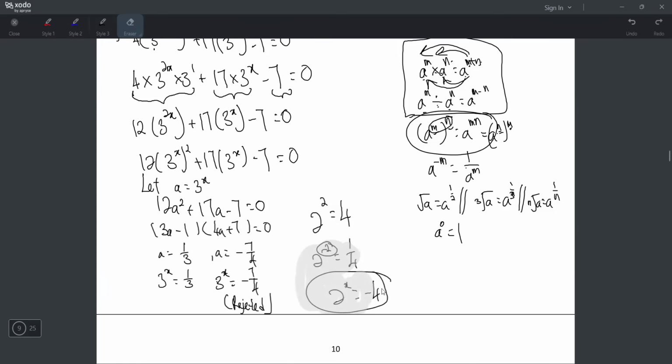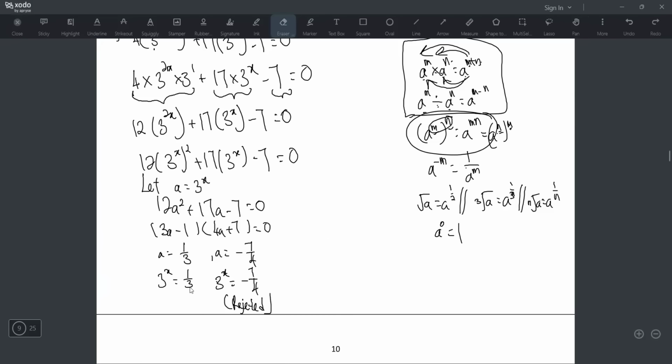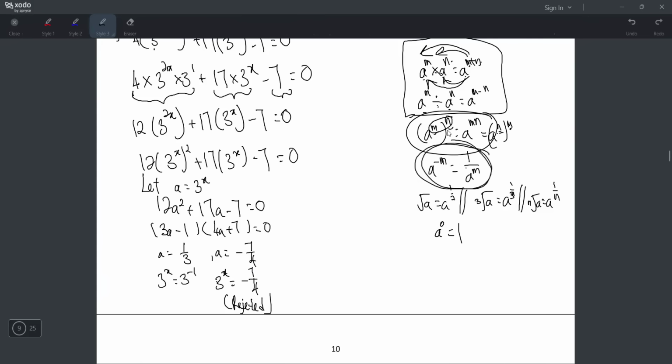That is why when the right side number, if it is something power X equals to negative, it is automatically undefined. Rejected. Okay. So the only one left is this one. And we all know 1 over 3 is actually 3 power negative 1. We use this law of indices, remember?